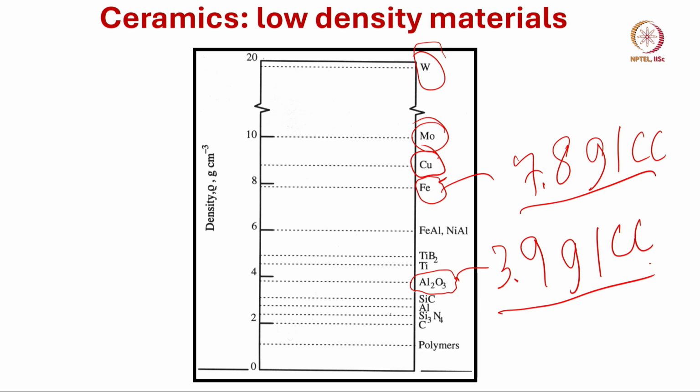Now, if you look at the polymers, many polymers like polyethylene and thermoplastic polymers have a density of about 1 gram per cc. So, when you compare roughly 0.9 or 0.8 with that of the steel, it is like 1/8 of that of the steel.